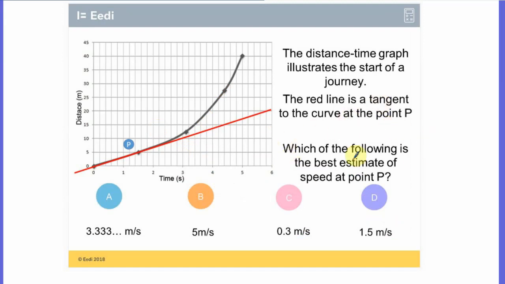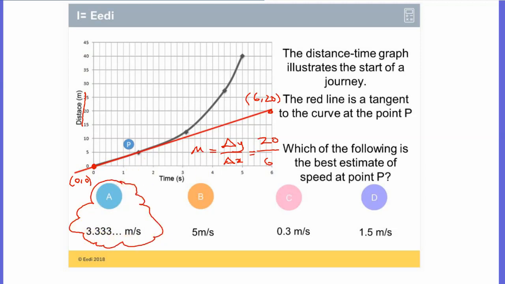What is the best estimate for the speed? So by speed, because it's a distance graph, finding the gradient of a distance graph gives us the speed. So it's really saying what is the best estimate of the gradient here. Let's pick the point 0, 0, and let's pick the point 6, 20. So again, we're going to do change in our y value over change in our x value to find the gradient. Change in our y value is 20, change in our x value is 6. That is going to give me 3 point something. So our best estimate here is 3.3 recurring.